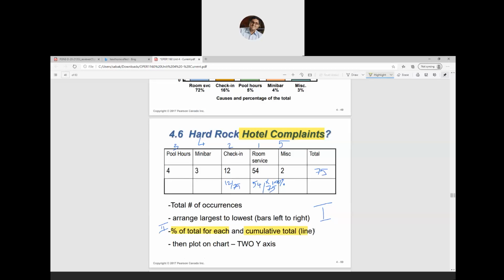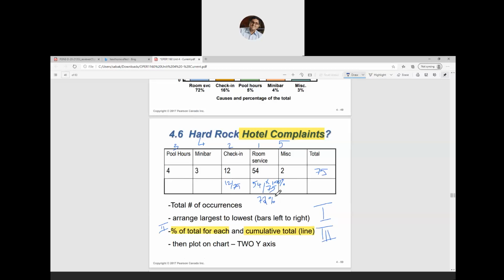Now, step 3 is basically finding the cumulative total. This is the step 3 in this process. So what it means is, let's see, 54 divided by 75. If I do this particular thing, let me find out how much is 54 divided by 75. I get it as 72 percentage. When I do the individual contribution, it is 72 percentage.